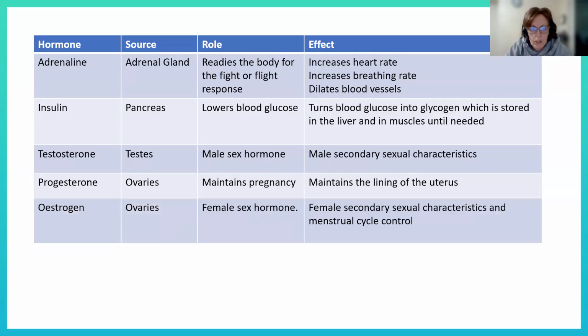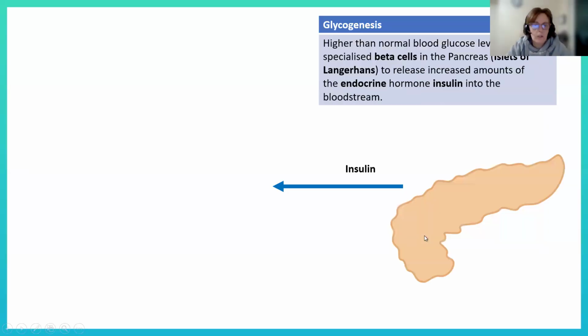Then we have estrogen, another female hormone, and this is important for the development of female secondary sexual characteristics. So development of breasts, widening of the hips, things like that. Essentially they're puberty hormones that make you develop into an adult female. And it also has roles in controlling the menstrual cycle.